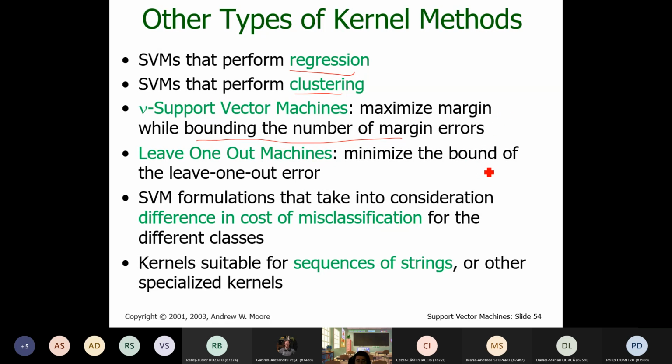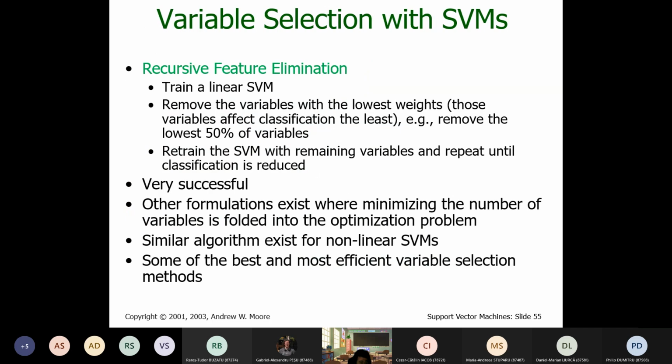There are SVMs that minimize the bound of the leave one out error. SVMs that will consider the difference in cost of misclassification. Remember when we talked about patients with cancer, and I told you that there is a different cost of having a false positive or a false negative, and there are some SVM formulations that take this difference in cost into consideration. There are kernels for sequences of strings that are very successful. And so on, there are a lot of other methods for kernels.